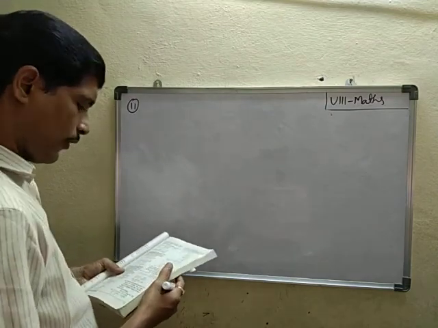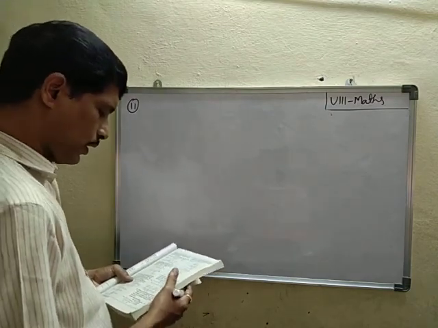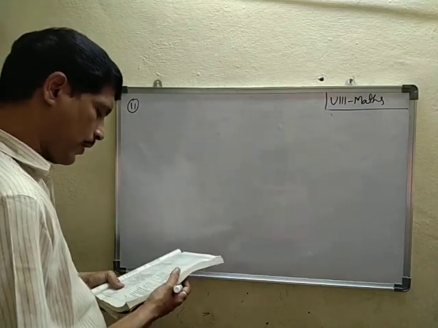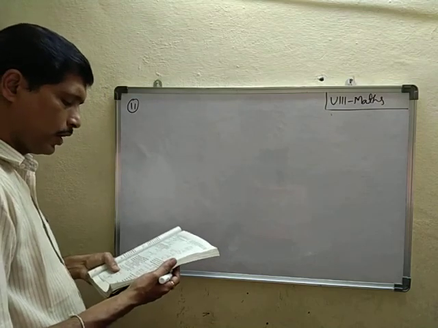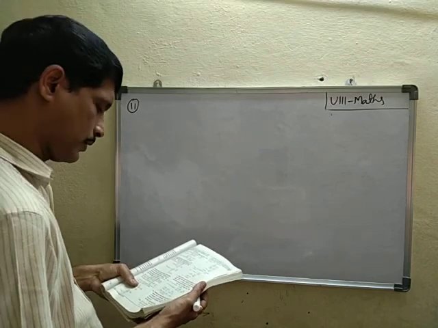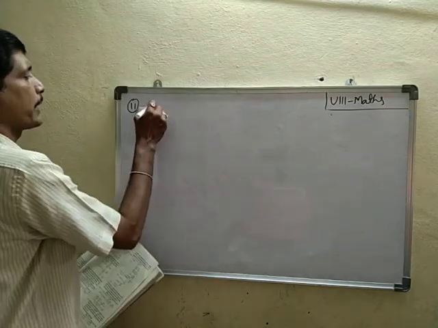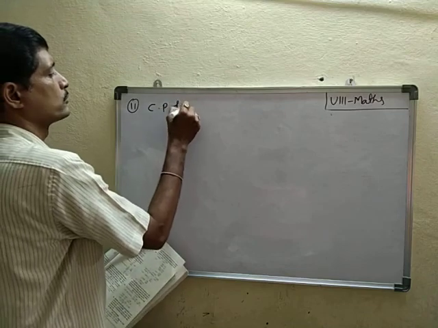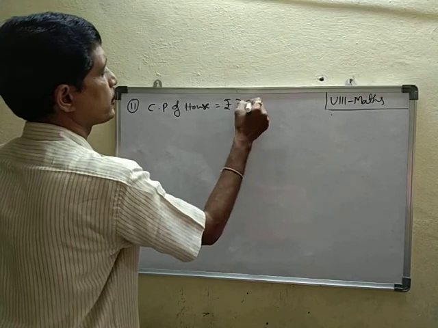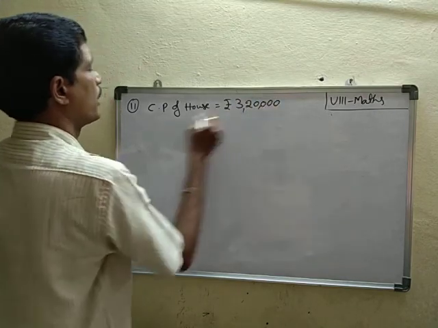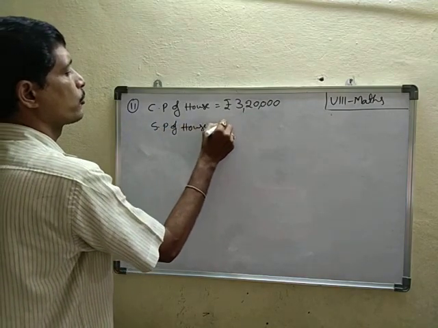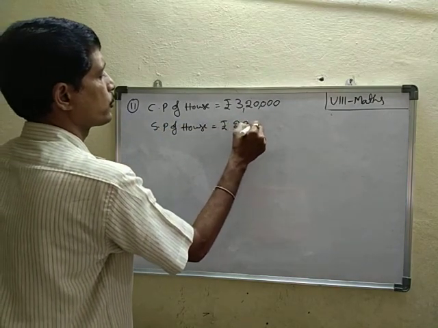Madhu and Kavita purchased a new house for rupees 3,20,000. Due to some economic problems, they sold the house for rupees 2,80,000. Find the loss incurred. Find the loss percentage. First, the cost price of the house is rupees 3,20,000. Next, the selling price of the house is rupees 2,80,000.